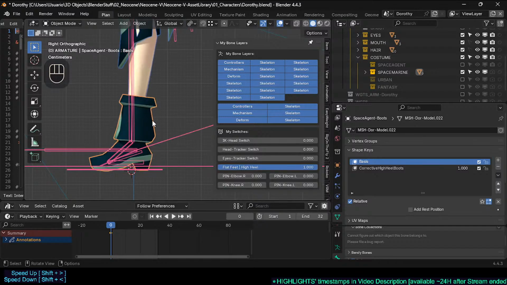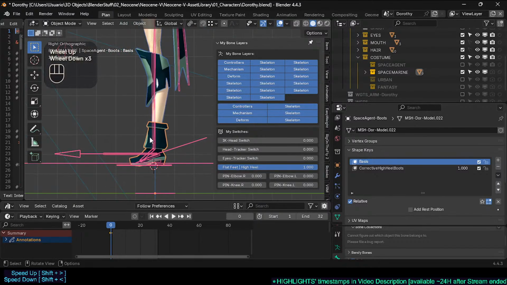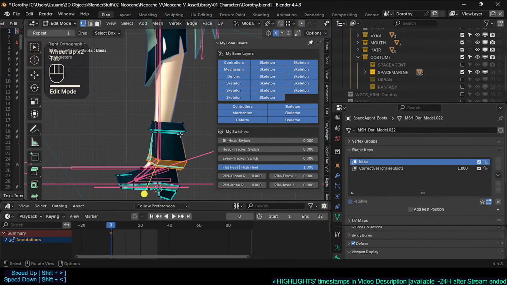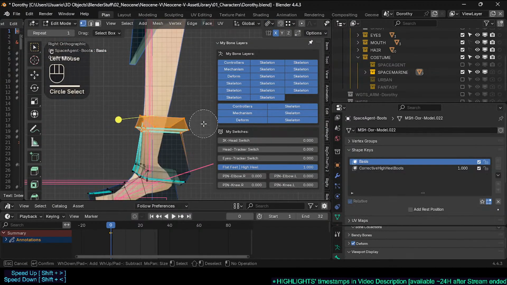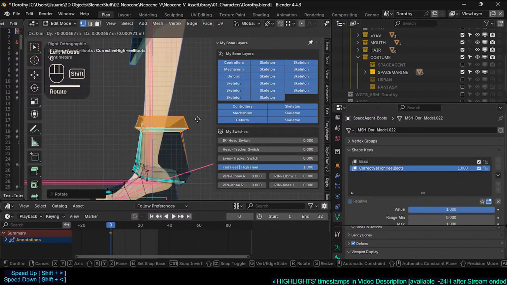So here you see, in spite of the distortions that I've made there for the boots, in general it seems to be working fine. On the corrective, maybe we can do something here.